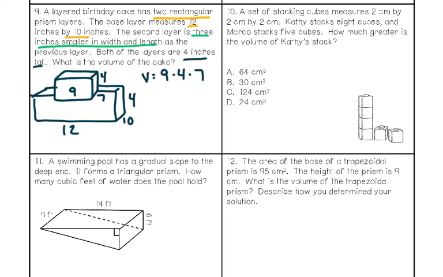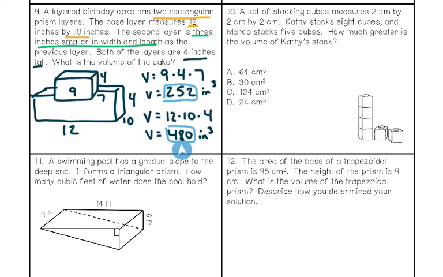So the first thing I'll do is find the volume of the top rectangular prism. It's a 9 by 4 by 7 rectangular prism. So it is a total volume of 252 cubic inches. Now I'm going to find the volume of the bottom rectangular prism. So it's a 12 by 10 by 4 rectangular prism, which means its total volume is 480 cubic inches. Now to find their total volume, I'm going to add each of their volumes together to get a total combined volume of 732 cubic inches.